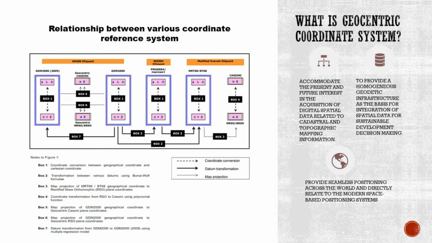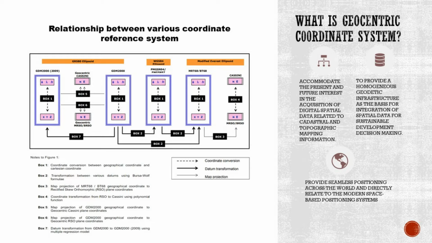Box 5 is map projection of GDM 2000 geographical coordinate to geocentric CASSINI plane coordinates. Box 6 is map projection of GDM 2000 geographical coordinate to geocentric RSO plane coordinates. And lastly, Box 7 is datum transformation from GDM 2000 to the GDM 2000 latest version using multiple regression model.